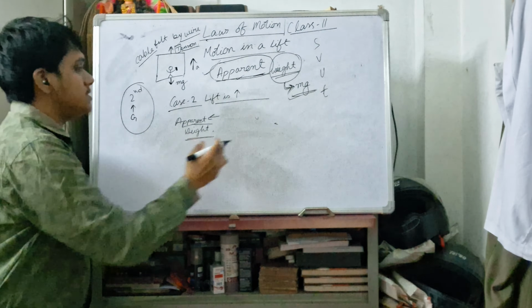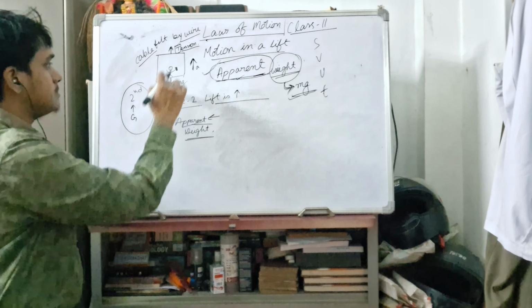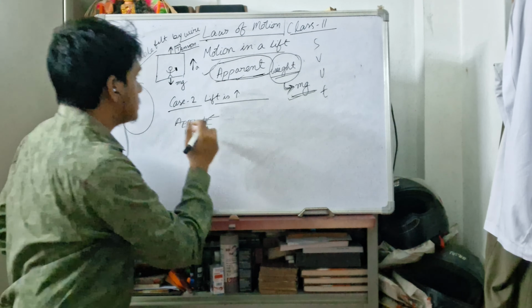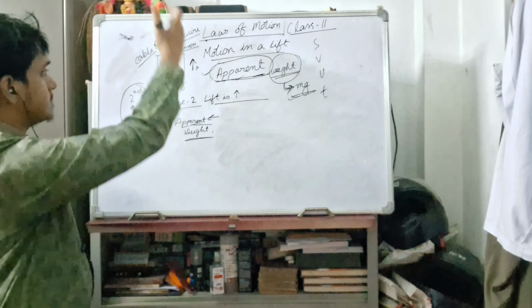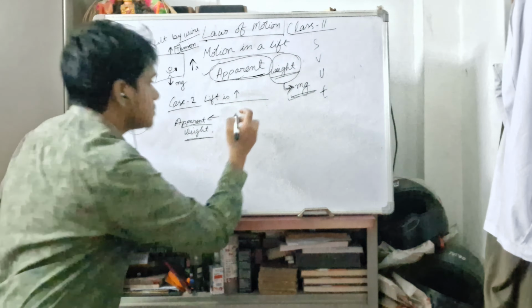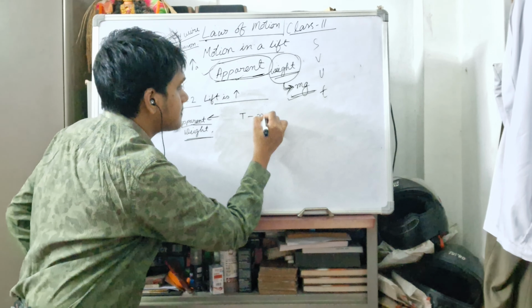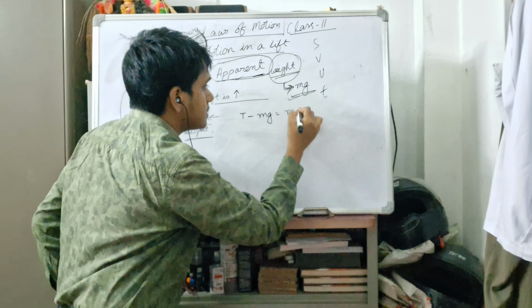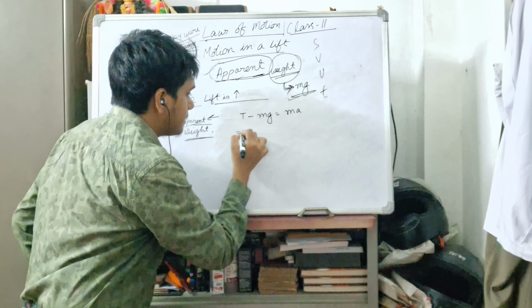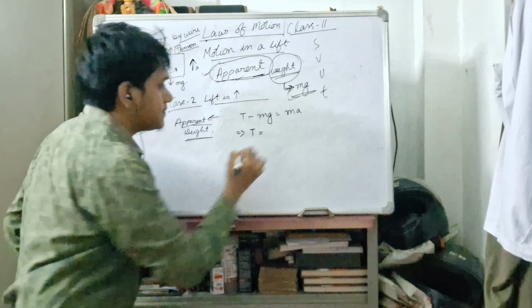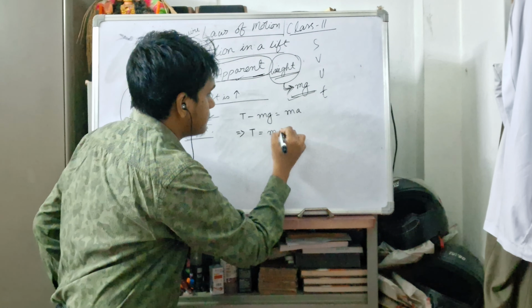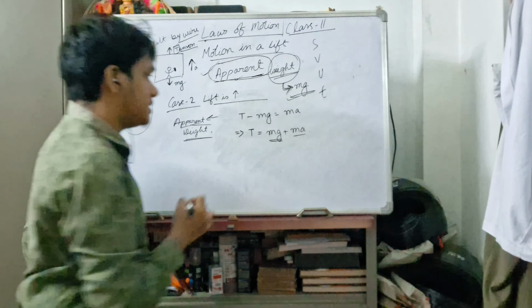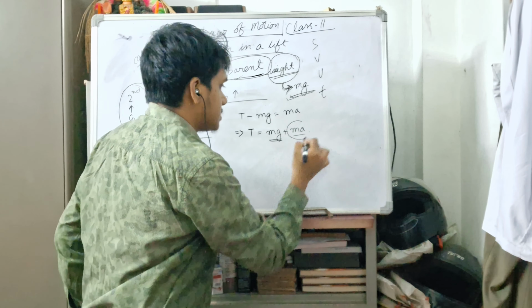Now which one is bigger, T or mg? Obviously T must be bigger, because T is acting upwards and the lift is also going upwards. So T minus mg equals ma. Now if I look at T, that will be mg plus ma. This is our weight and this is something extra.